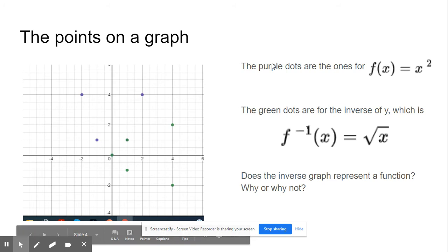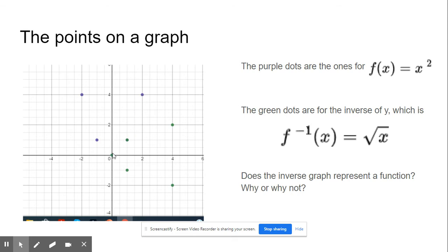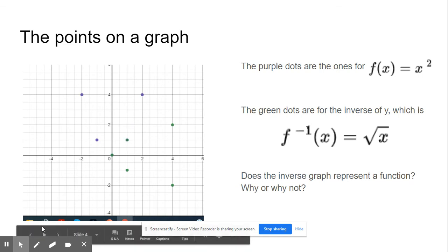Now let's look at the graphs of these equations. The purple dots are the ones for y equals x squared. There's actually a purple dot here at 0, 0. And the green dots are for the inverse of y, which is the square root of x. Does the inverse graph represent a function, y or y not? We know it doesn't represent a function because it doesn't pass the vertical line test.